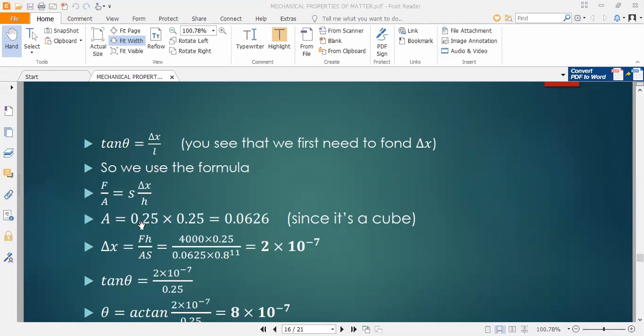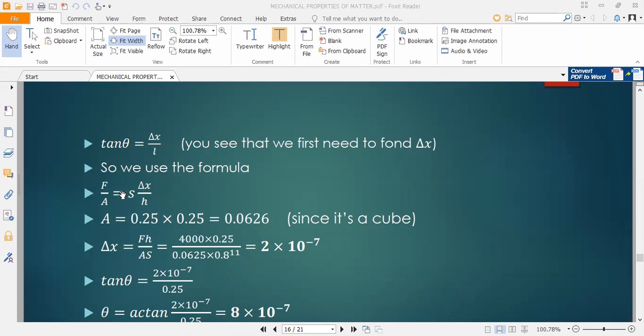And we know that the area of a surface, for example of a cube, is just multiplying the length times the other length, which are the same. Since we're given that each side is 25 centimeters, we can just multiply 25 by 25 and we get our answer. And this is because it's a cube. We expect the faces to be the same.